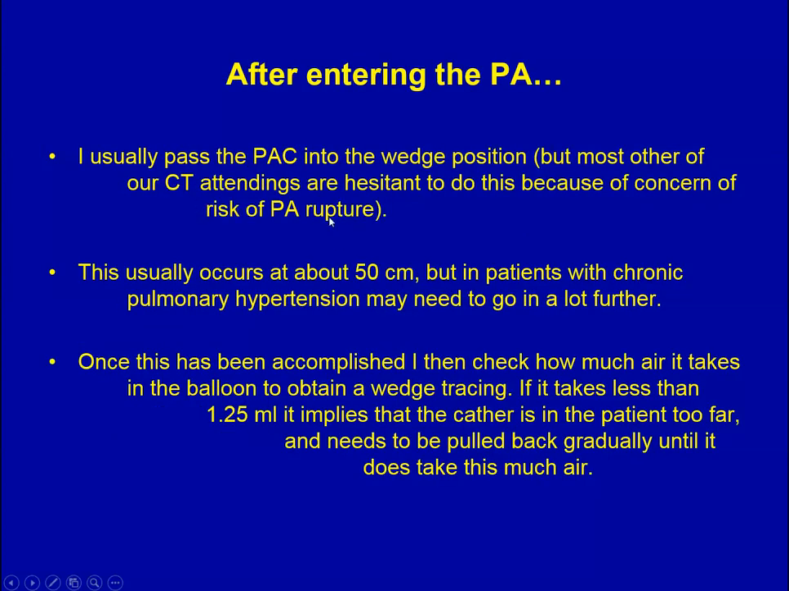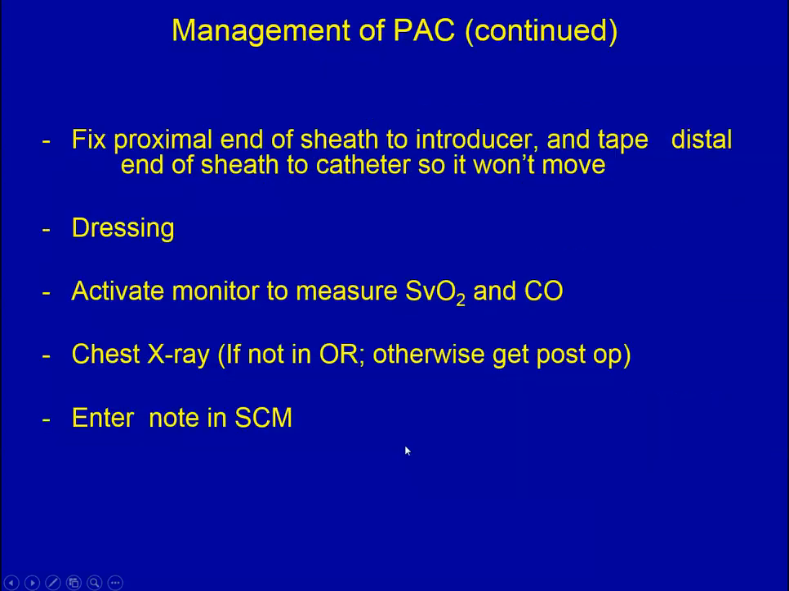After entering the PA, I usually advance the catheter to the wedge position, although most of the other CT attendings don't do this because of concern about PA rupture. Wedge usually occurs at about 50 centimeters, but in some patients with chronic pulmonary hypertension, you may need to go in a lot further. Once it has been reached, I then check to see how much air it takes in the balloon to obtain a wedge trace. If it takes less than 1¼ cc's, it implies the catheter is out too far and you need to pull it back.